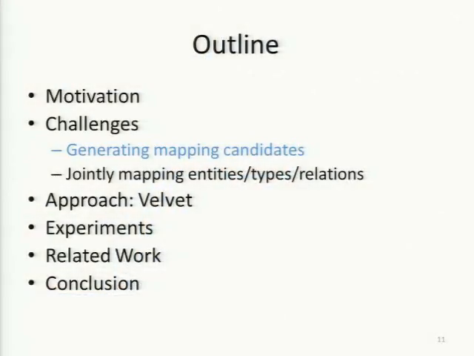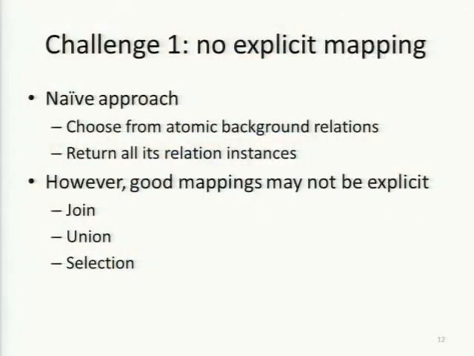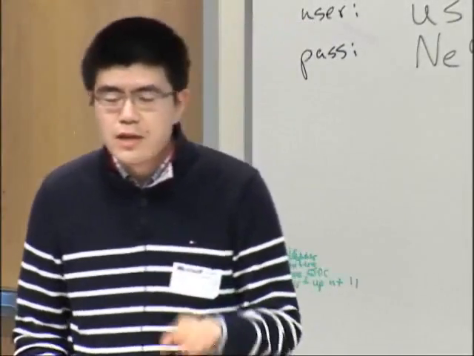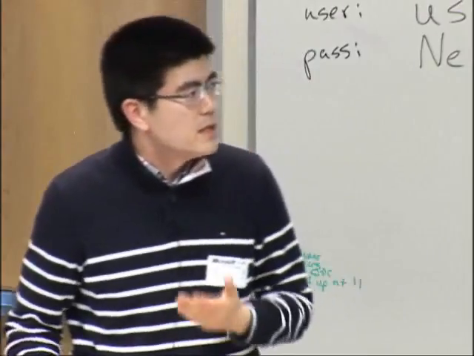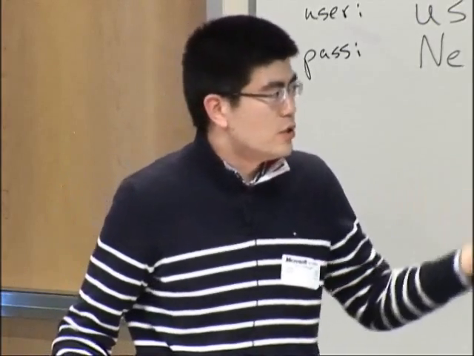Okay, so what's the challenge in doing this job? There are two major challenges for our ontological smoothing idea. The first challenge is that there might not be explicit mappings. You may ask, can I use a very naive way to just pick an existing relation in the background knowledge and return all its instances as what you need? The problem is that usually good mappings are not explicit in your background knowledge. You need some database operators like join, union, and selection to get what you want.